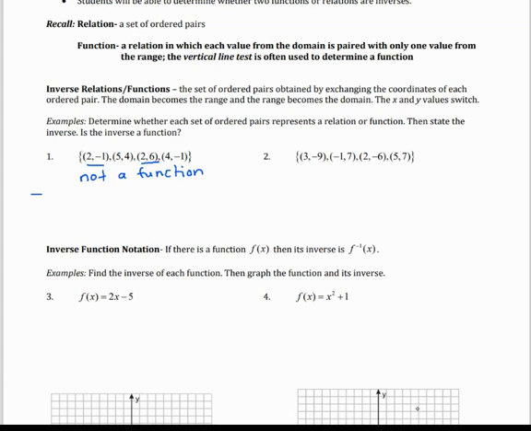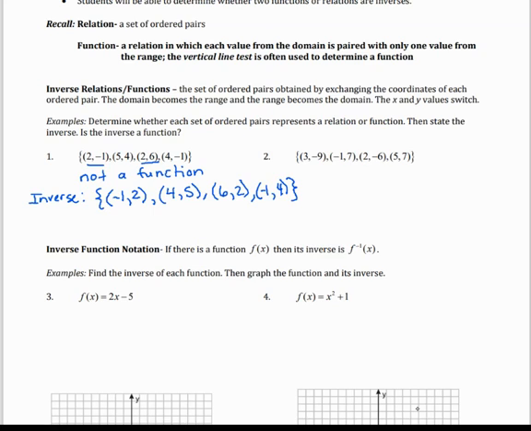Now we're asked to find the inverse. So for the inverse, we're literally just going to flip-flop the x and y coordinates. So instead of 2, -1, it'll be -1, 2, and so forth. Instead of 5, 4, we'll have 4, 5, then we'll have 6, 2, and -1, 4.